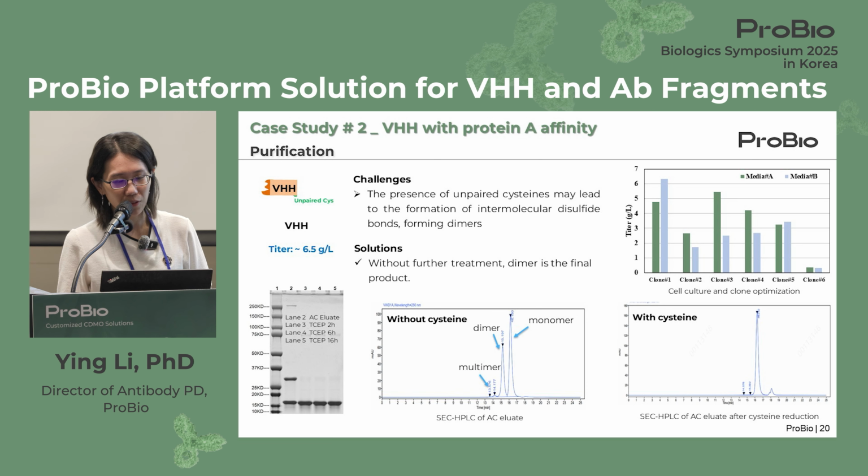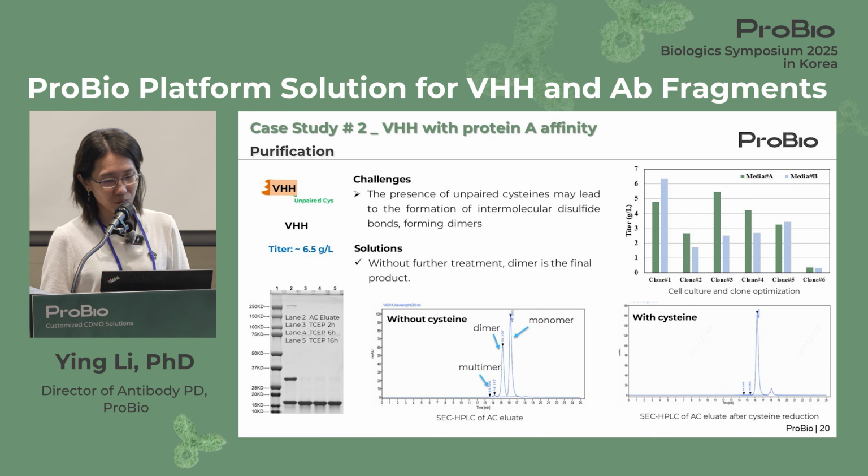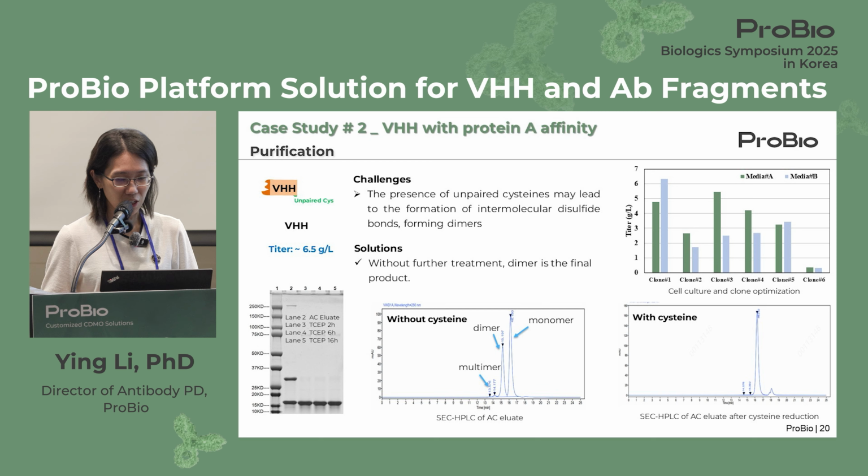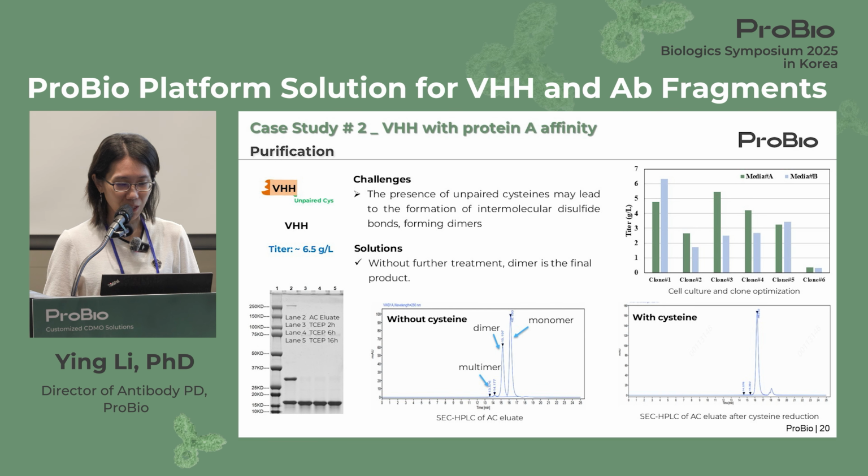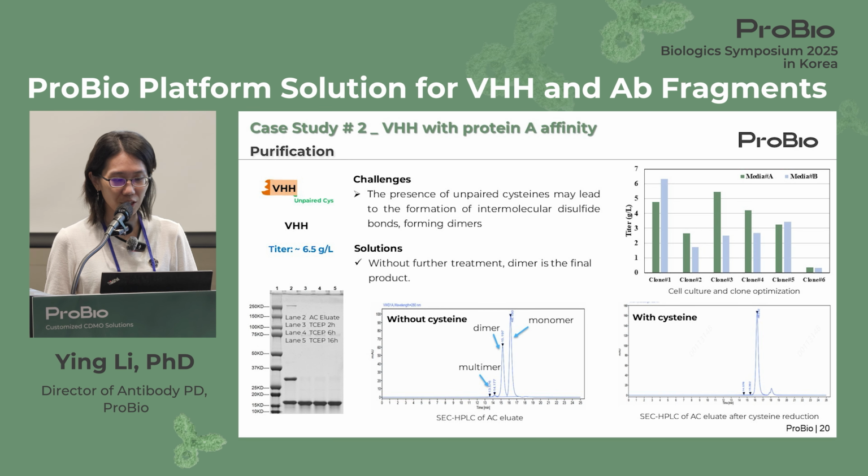So the second group of molecules is also VHH with protein A affinity. However, this time they have the unpaired cysteines in their design for conjugation purposes. So here is another example. For the upstream, we can achieve 6.5 grams per liter in titer. However, the presence of these unpaired cysteines may lead to the formation of intermolecular disulfide bonds, hence forming dimers, as you can see. Also from this gel, there's a significant portion of dimers present.